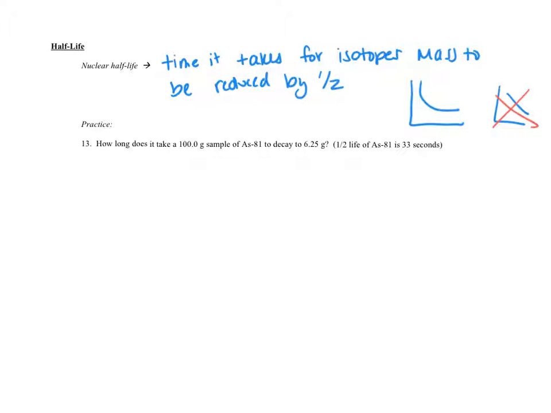So it says how long, so we're looking for time, does it take 100 grams of astatine-81 to decay to 6.25 grams if the half-life is 33 seconds. You're either going to calculate the half-life or you have to be given the half-life. That's not something that you memorize for each atom. So what I'm going to do is I'm going to start with 100 grams. And like it says, I'm going to cut it in half to 50 grams. And what we say is that is the first half-life.